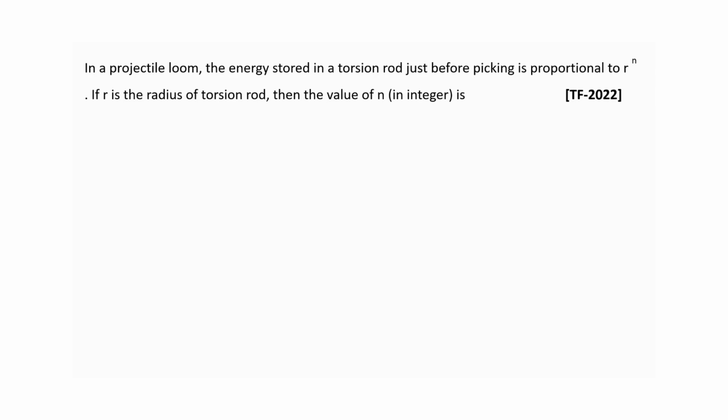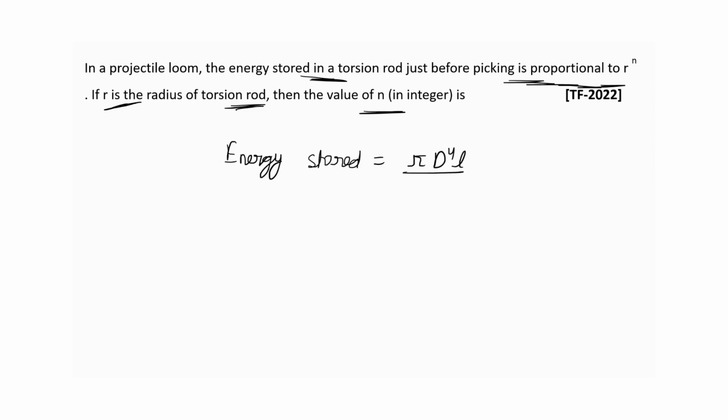In a projectile loom, the energy stored in a torsion rod just before picking is proportional to r to the power n. If r is the radius of the torsion rod, then the value of n in integer is. This is a direct formula asked in a numerical type of question. If you know that in a projectile loom, energy stored is equal to pi d to the power 4 L upon G.